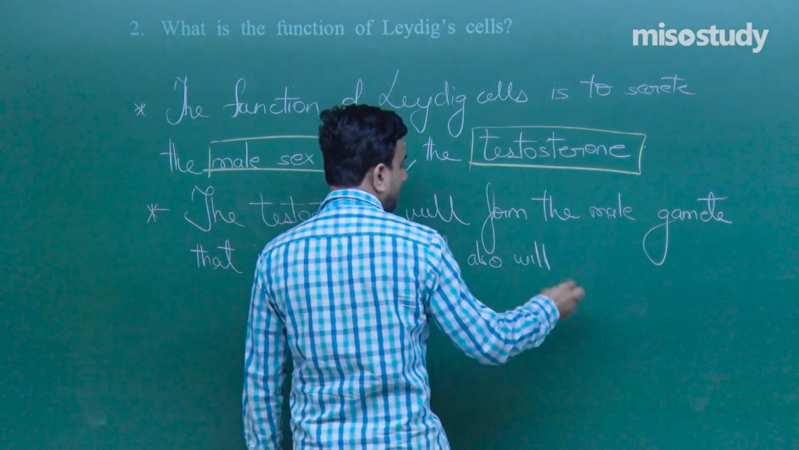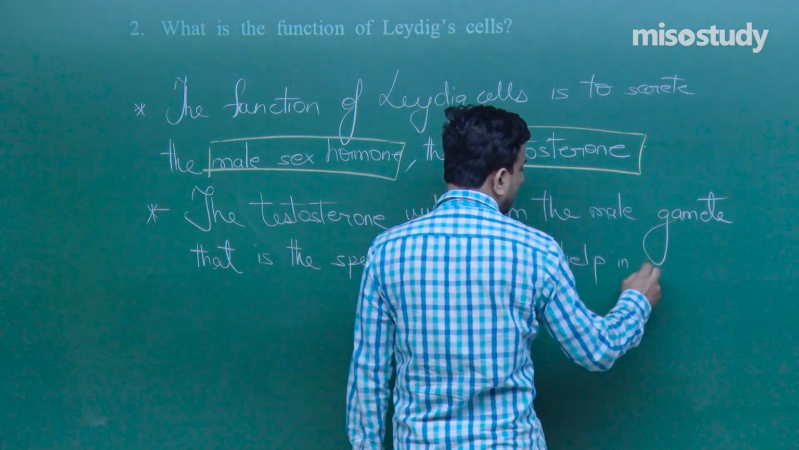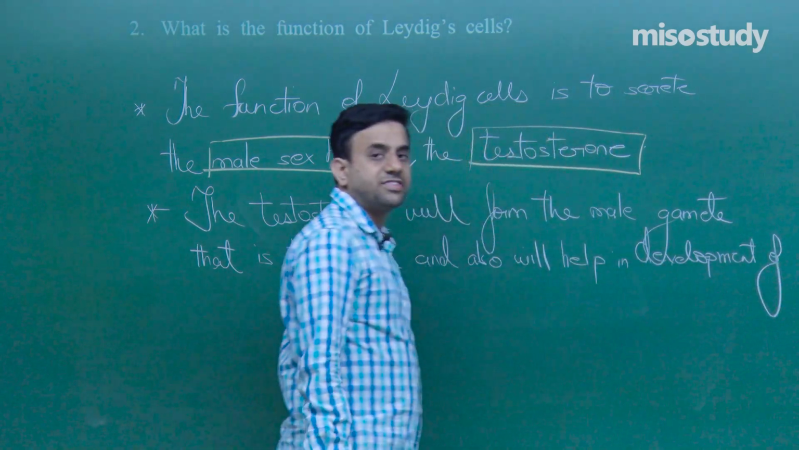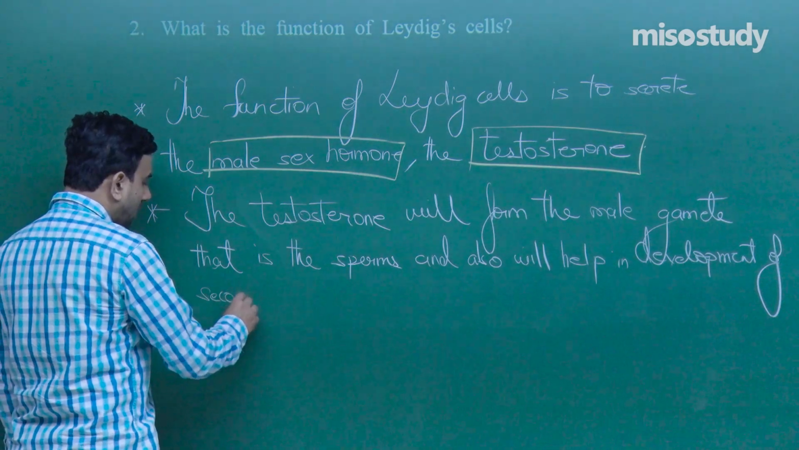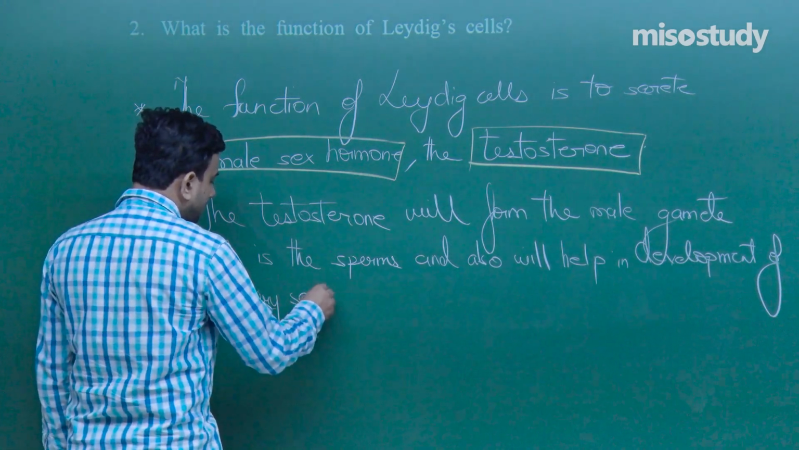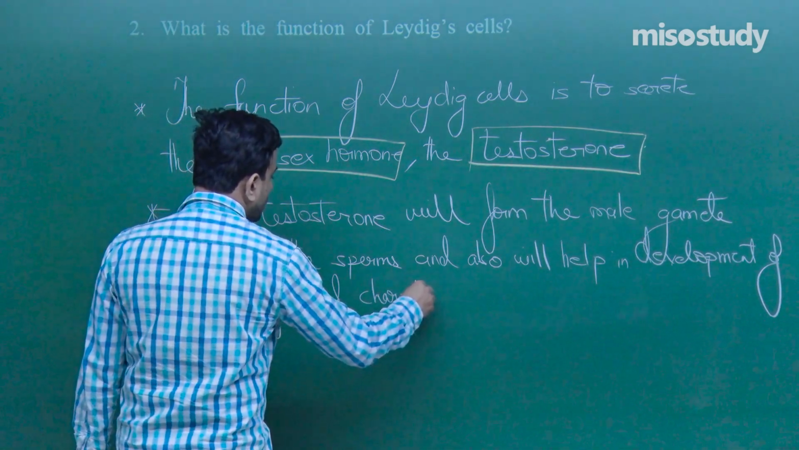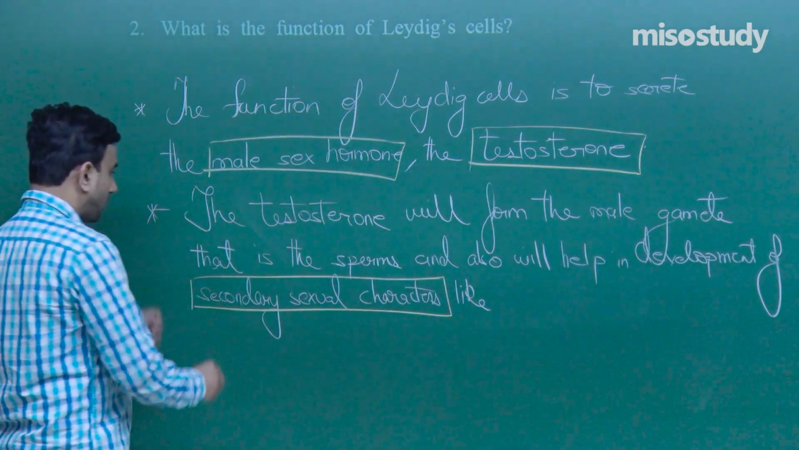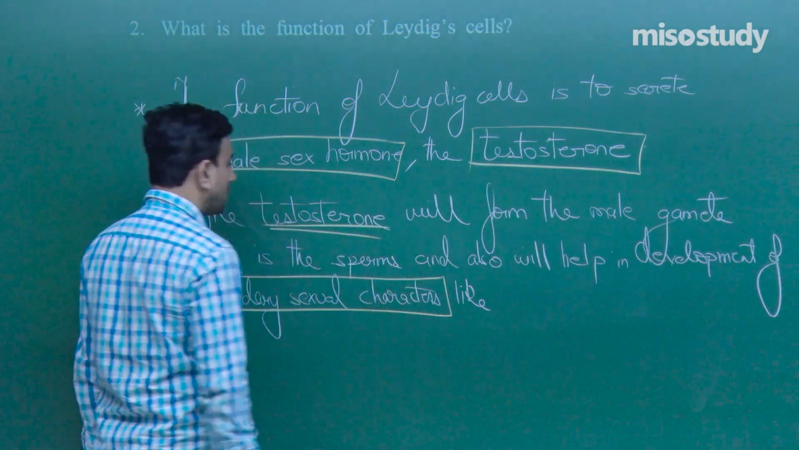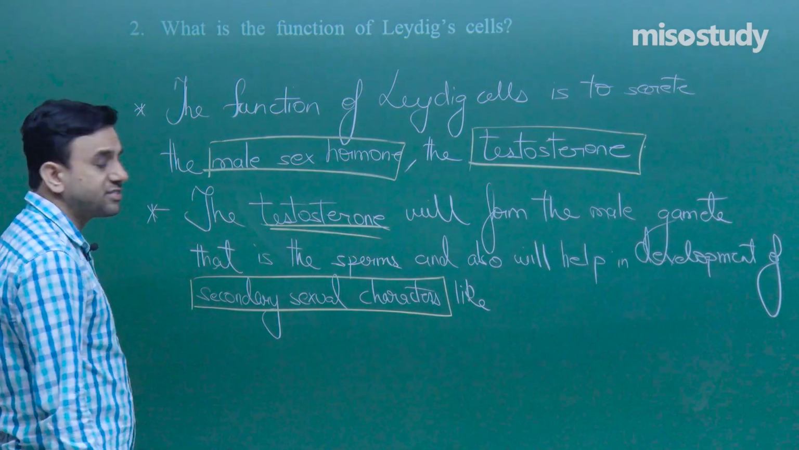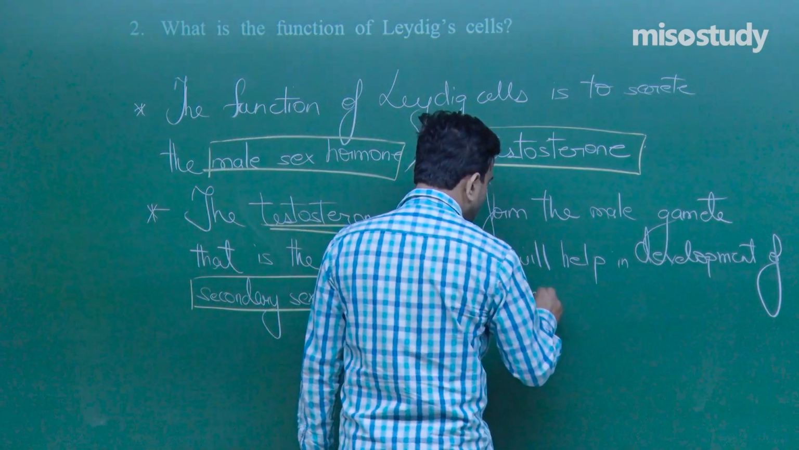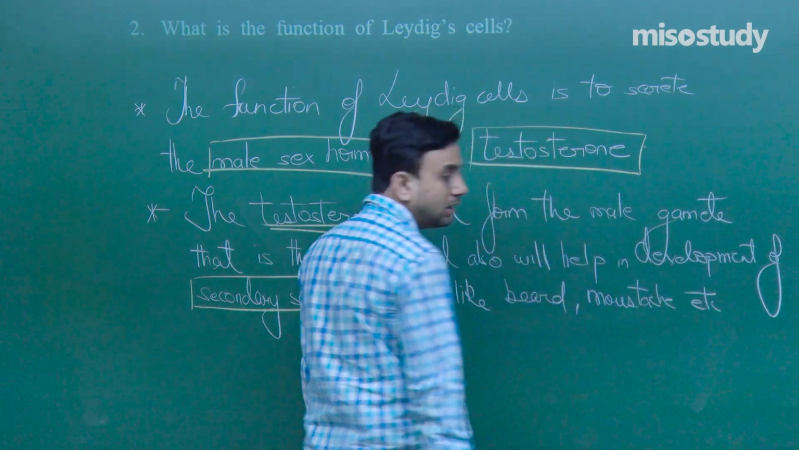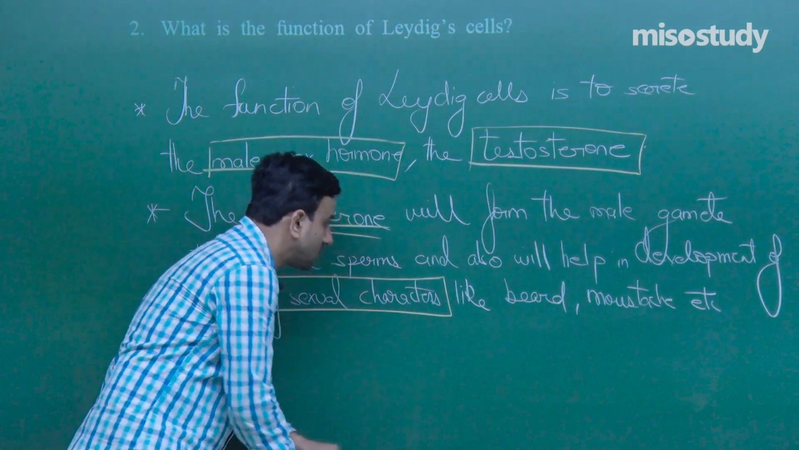will help in the development of secondary sexual characters, like beard, moustache, broad shoulders, etc., in the males.